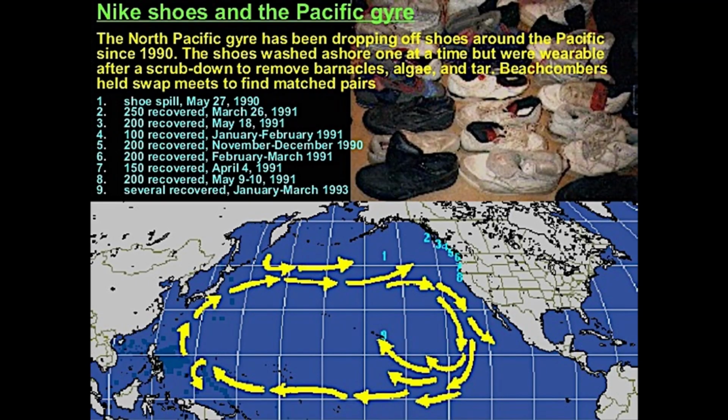Another little interesting side note to the Nike shoe story and the movement in this big circular circulation pattern within the North Pacific was that people actually, and this is in the early days of the internet, would post online or hold swap meets and say, "Hey, I found a shoe, size 11, it's for the left foot, this is what it looks like." And they were actually able to meet and pair shoes up. So people would have this pair of shoes that was a relic of this accident 10, 20, 30 months ago out in the North Pacific.